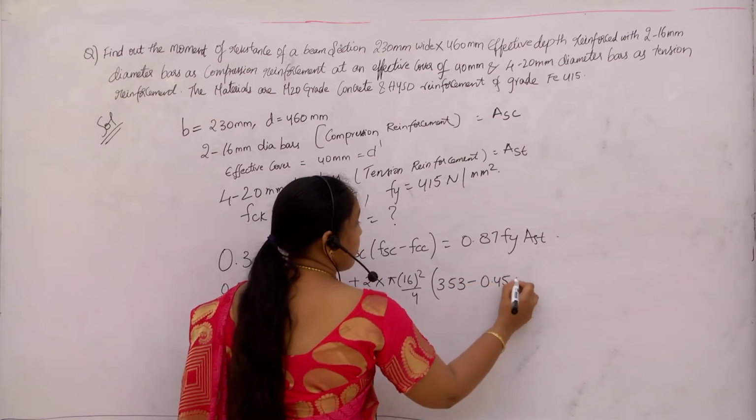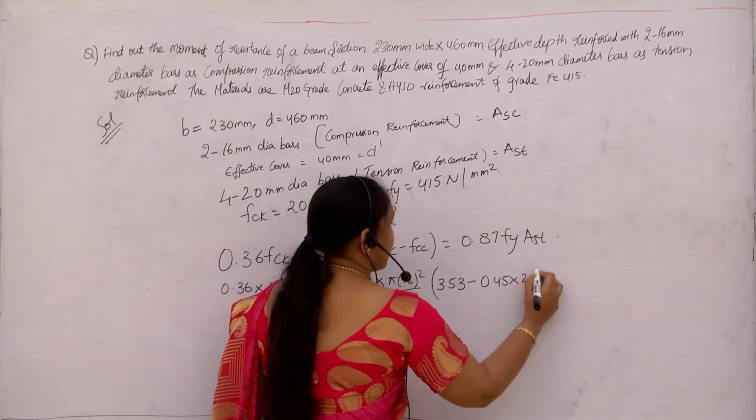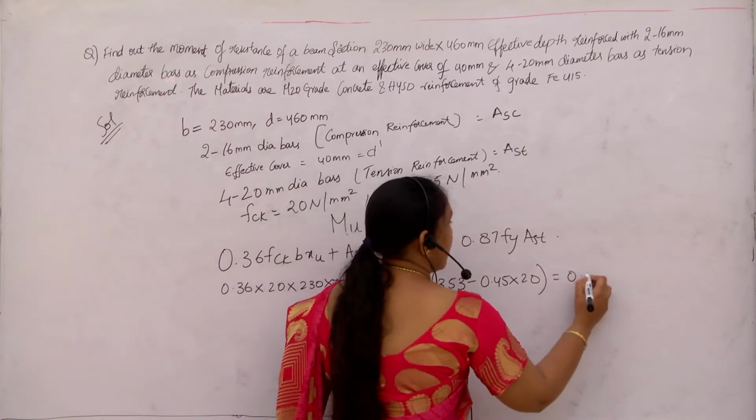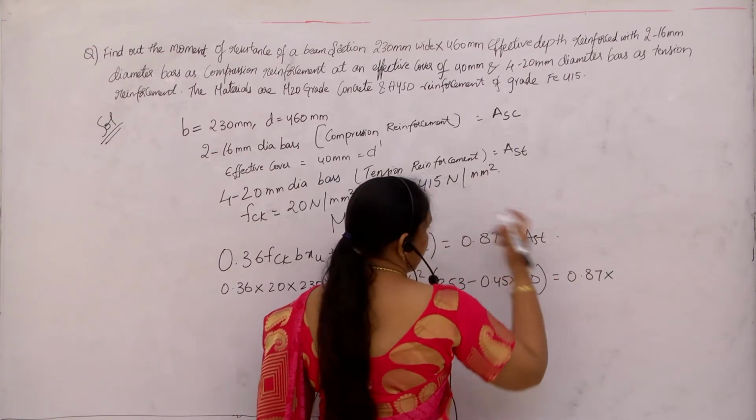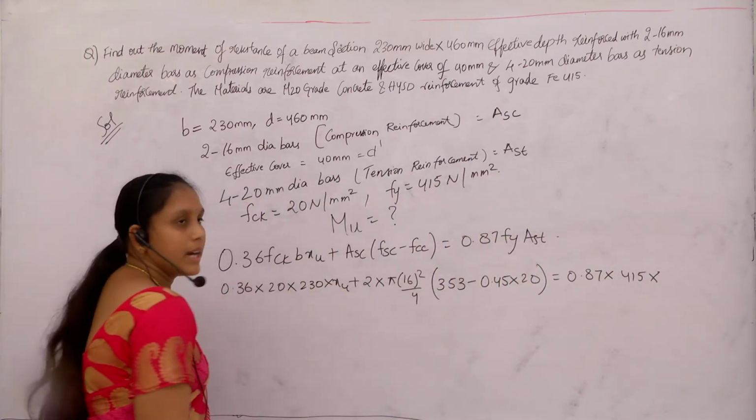It is 0.45 into FCK. So what is FCK? It is 20. 0.87 into FY, what is FY given? It is 415 into AST. AST you can calculate from here.